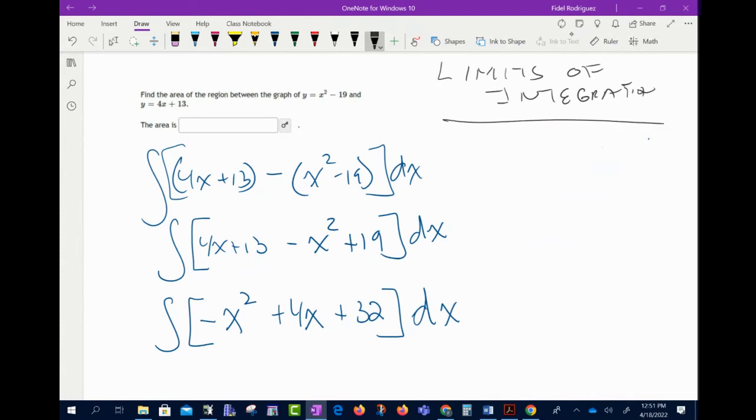The way we find the limits of integration, y'all, we just set the two functions equal to each other. So in this case, since I'm trying to solve for x here, I'm going to move the 4x and the 13 over, and I'm going to give you some advice on how you know which ones to move.